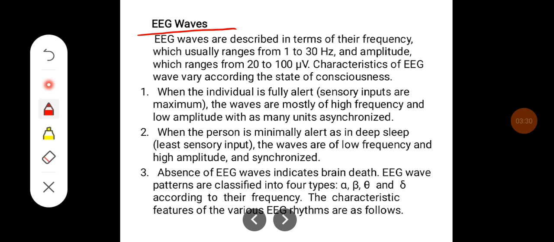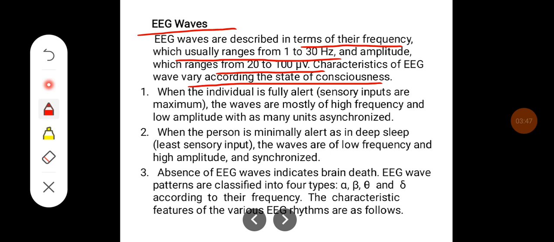Different EEG waves. EEG waves are described in terms of their frequency, which usually ranges from 1 to 30 Hz, and amplitude, which ranges from 20 to 100 microvolts. Characteristics of EEG waves vary according to the state of consciousness.